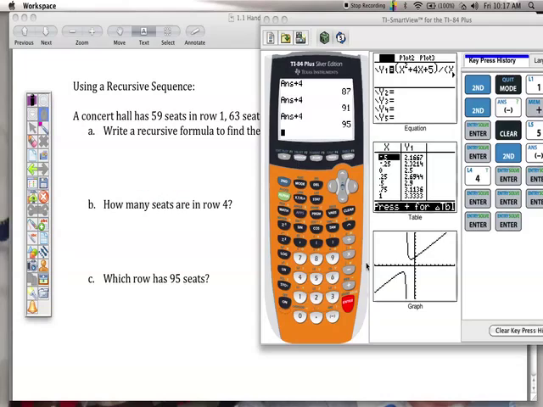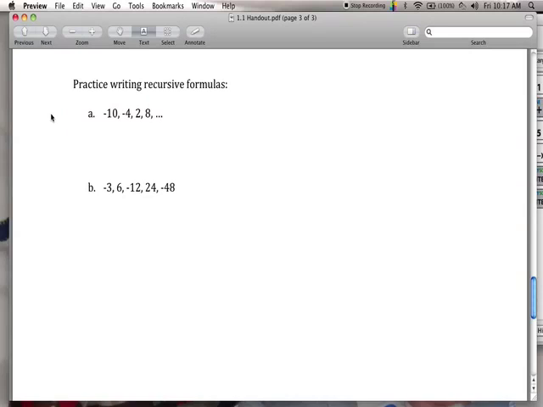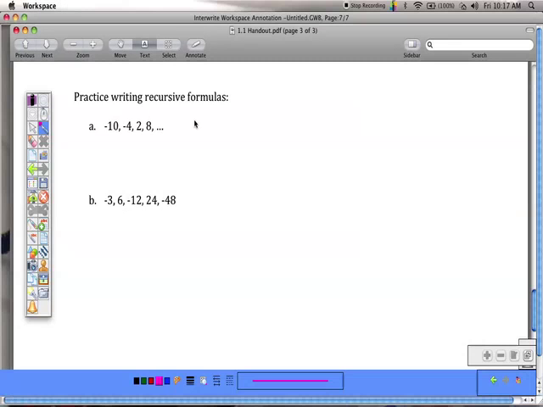Alright, a couple more example problems. Practice writing recursive formulas. Alright, so always define your first term first. First term is -10. What's the rule here? You have to decide if it's arithmetic or geometric. So are we adding to get to the next term, or are we multiplying? So what you can do is you can take any term and subtract to find the one before, or divide. So it looks like this is going up by 6 each time. So our formula is u sub n equals the term before it plus 6.